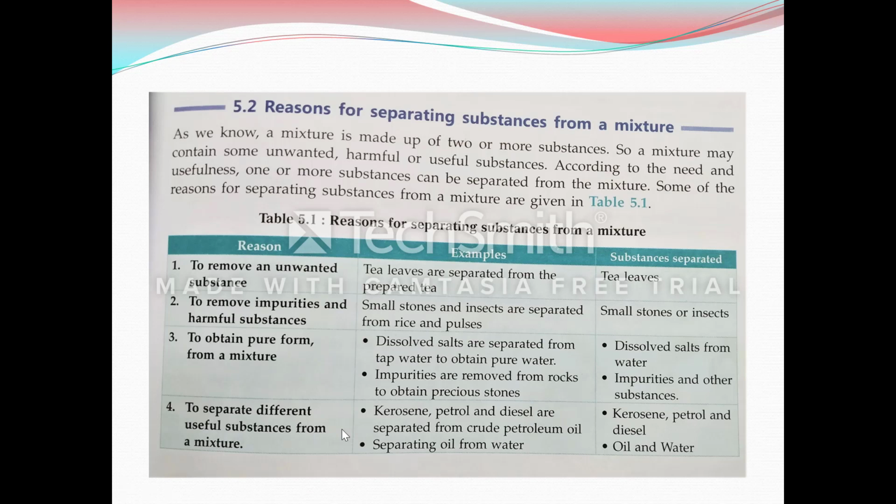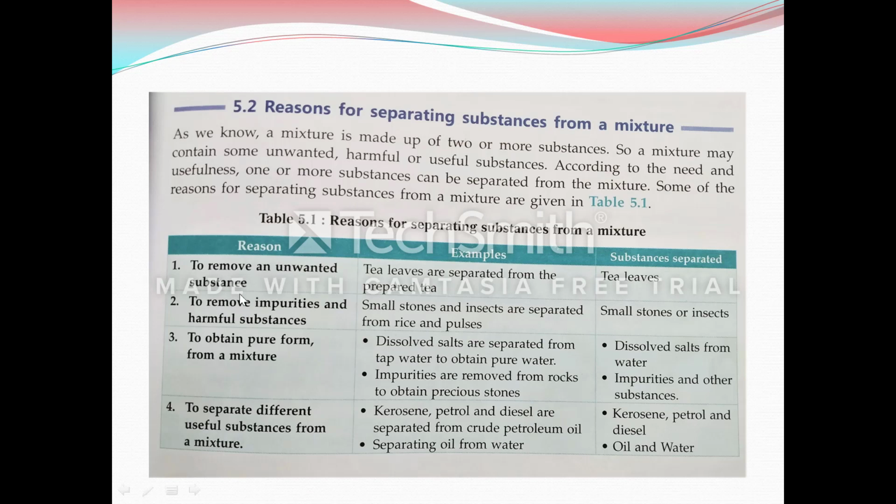Okay, so why do we need to separate mixtures? We separate mixtures and obtain substances because at some time we don't want something and want to remove it, and at other times we want something important from it. As we know, a mixture is made up of two or more substances, so a mixture may contain some unwanted, harmful and useful substances. According to the need and usefulness, one or more substances can be separated from a mixture. Some of the reasons are given below.